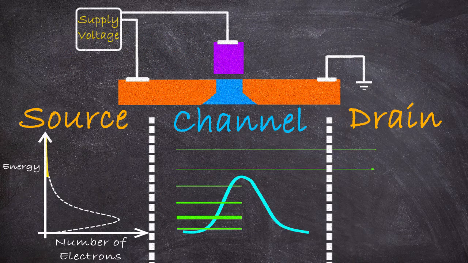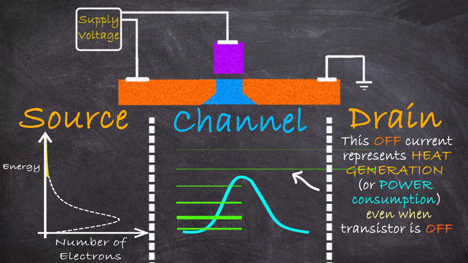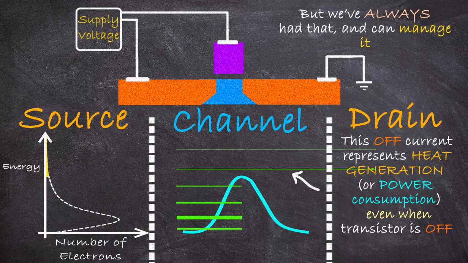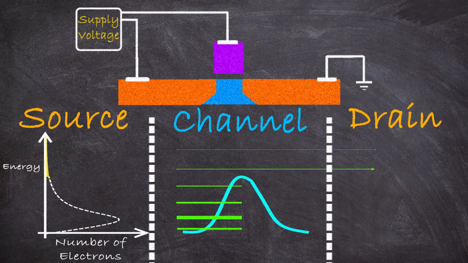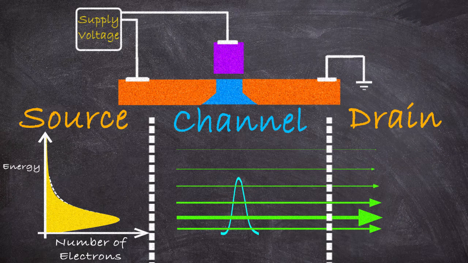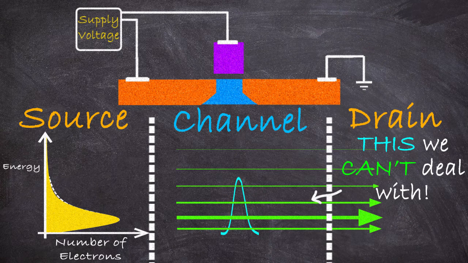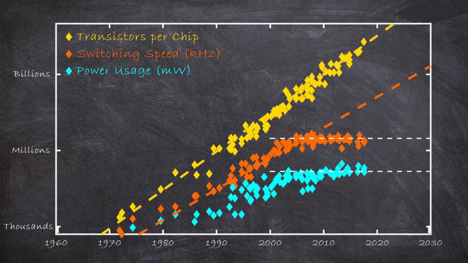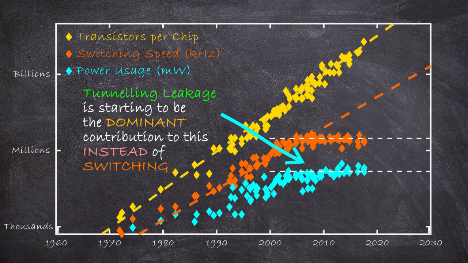Well, because of this unavoidable off current, transistors also leach power even when they're off. However, once it was manageable and largely remained fixed as we downscaled and downscaled. But now, as we make transistors smaller, the channel barrier region gets thinner, and this power consumption has started going up. Power consumption, because of parasitic quantum tunneling, is starting to be the dominant source of power consumption in new chips, rather than the switching speed.